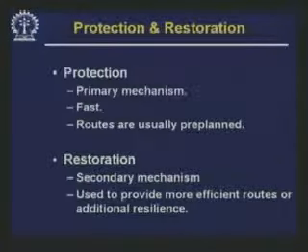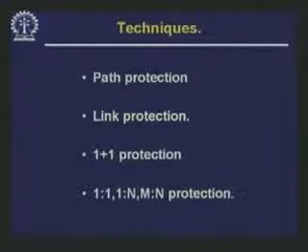Protection is the primary mechanism. This is fast, and routes are usually pre-planned. We will come to this part later on. Whereas restoration is a secondary mechanism used to provide more efficient routes or additional resilience, etc., over and above protection. So, we will see both of these.